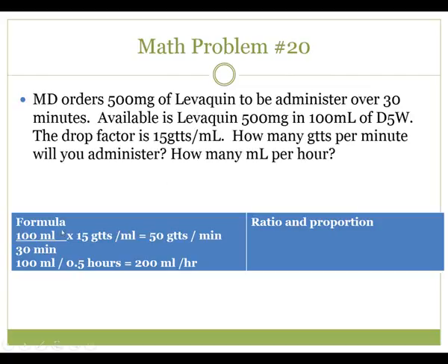So your volume to be infused is 100 milliliters. Your time to infuse it in is 30 minutes. Your drop factor is 15. So you do your 100 over 30 times 15, which gives you 50 drops per minute. To do your mL per hour, you would say 100 mL over half an hour, which is 0.5 of an hour, and that gives you 200 mL an hour.